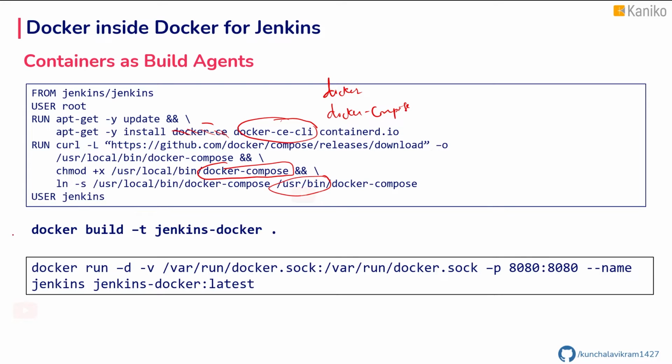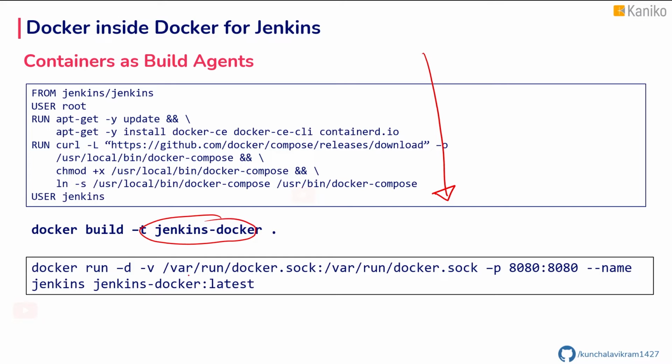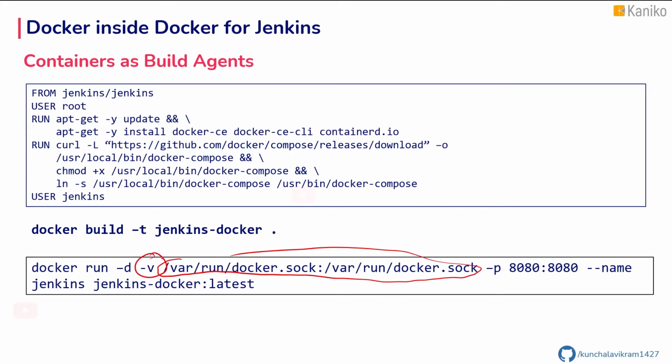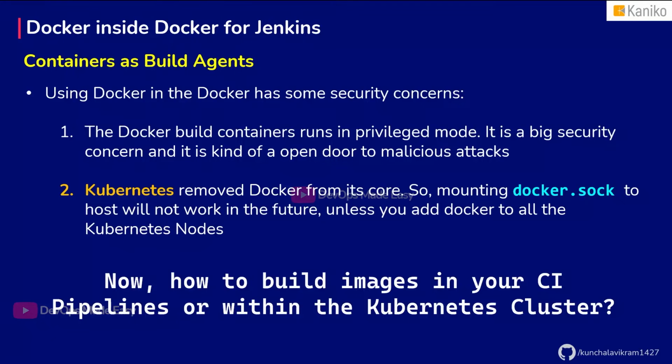By default the Jenkins container should run as the Jenkins user, so we will switch the user back to Jenkins. So now with this Dockerfile, I'm going to create a new Jenkins image with the Docker CLI and Docker Compose built in, and I'm just tagging it as jenkins-docker. So this is the jenkins-docker image I'm using. But as I said, if you want to execute Docker commands from within the container, I should have access to the docker.sock file. So this is the sock file, and I'm using a volume mount to mount that socket of your Docker host into the Jenkins container. Using Docker in Docker has a lot of security concerns.